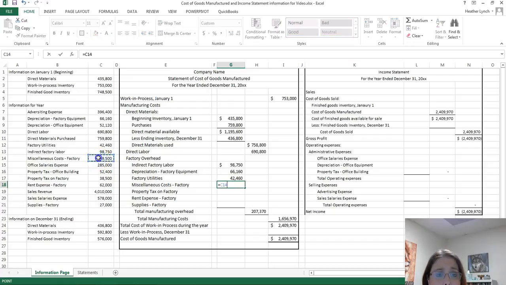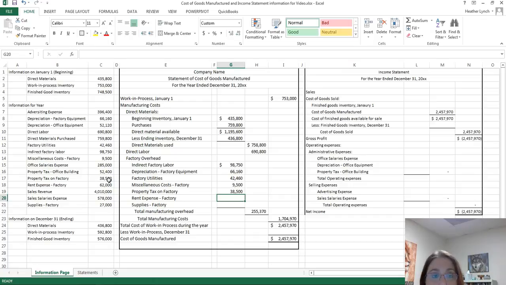Okay, you guys kind of getting my idea of what we're putting in here? Again, property tax on factory. I pay property tax on my office building. I also pay property tax on my factory. I'm only going to include the property tax on factory in factory overhead. Oops, let's actually get the dollar amount and not the wording. Okay, rent expense, factory. That's going to be $62,000, and any supplies that are factory, that's $27,000.